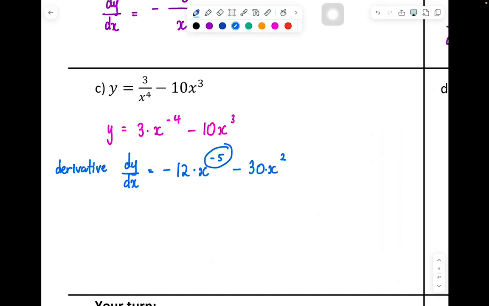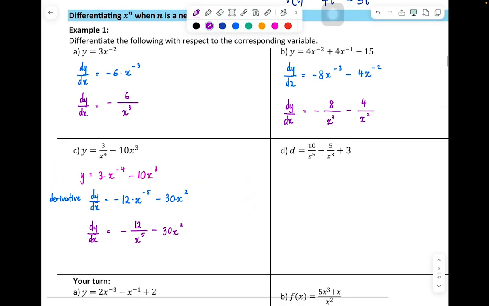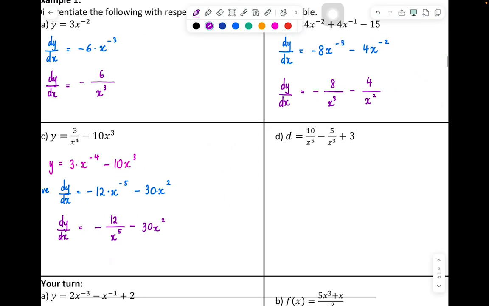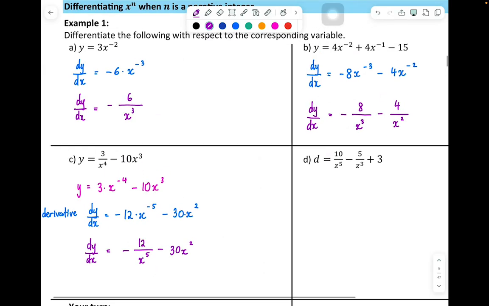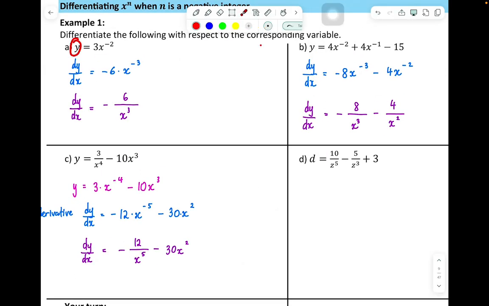Okay, since we have a negative power, we're just going to bring that back down into the denominator. The reason why I like writing the indices as a positive expression is because if we ever need to substitute, then it's much easier to evaluate this term if we have a number inside where the x is. So far we've got dy/dx.